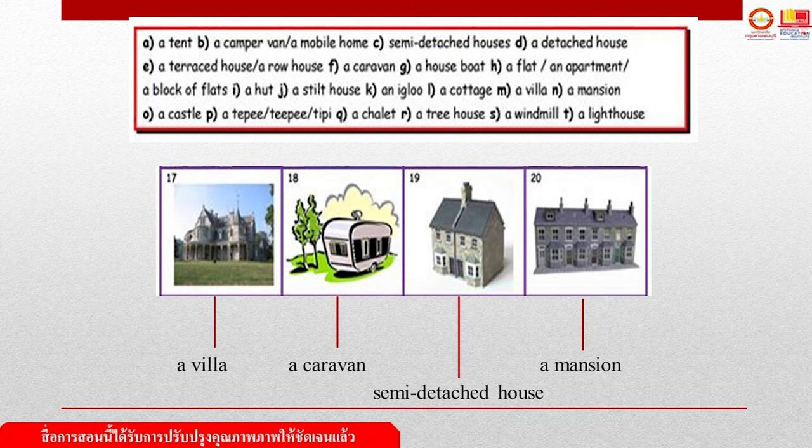Okay, and the next is called a mansion. A mansion is similar to a villa. Very big, very rich people have one and have so many things inside. It's wonderful. It's happy to be in a mansion, but you need to have money. Anybody can't be in a mansion. All right?